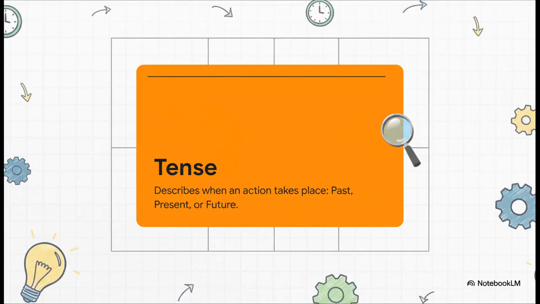So let's break this formula down. The first part is tense. And honestly, this is the easy bit. It just tells us when something is happening. Is it in the past, the present, or the future? That's it. Just those three.